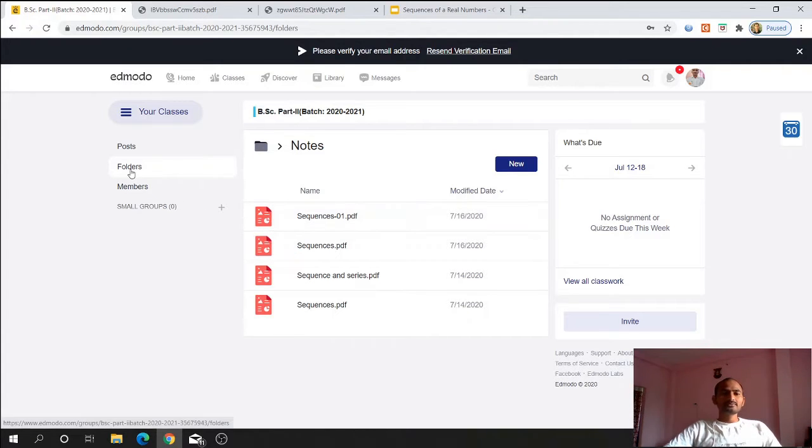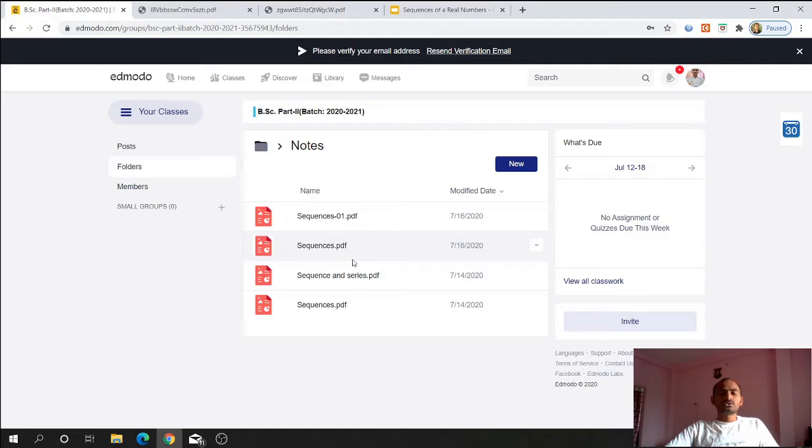In this interface, go to the folders and then go to the semester third, and in this semester third there is a folder of notes. So these are the notes of sequences.